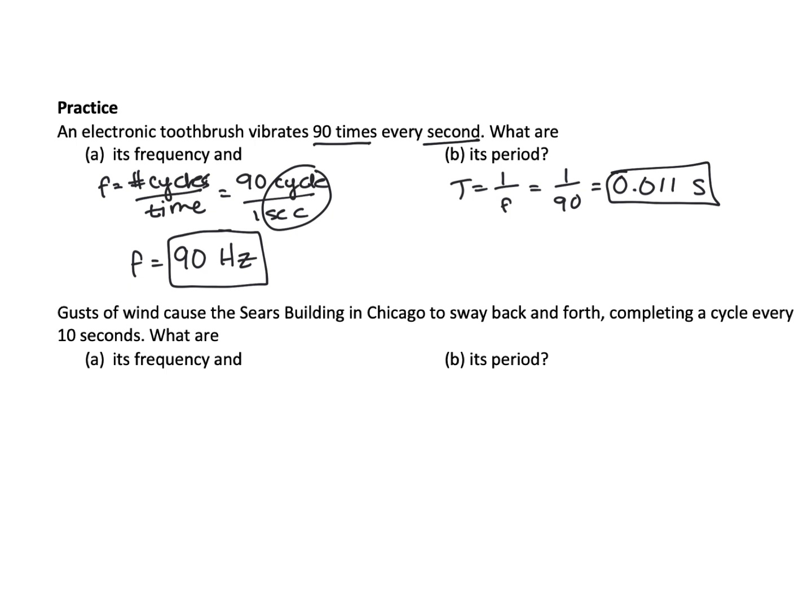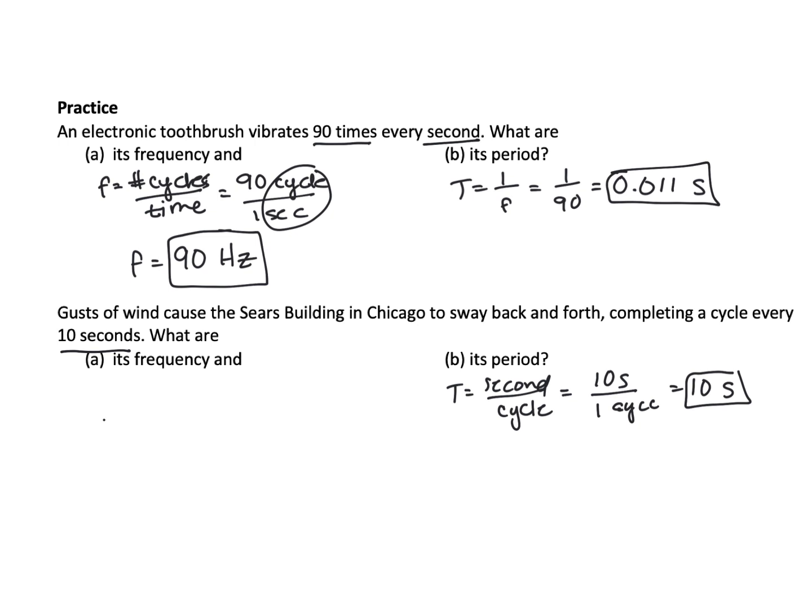And then the second example problem: gusts of wind cause the Sears building in Chicago to sway back and forth, completing a cycle every 10 seconds. What are its frequency and its period? So in this one, I'm going to start with period. Period is defined to be the seconds per cycle. So it says that it is 10 seconds for 1 cycle. So 10 divided by 1 gives me 10. So it's 10 seconds for my period.